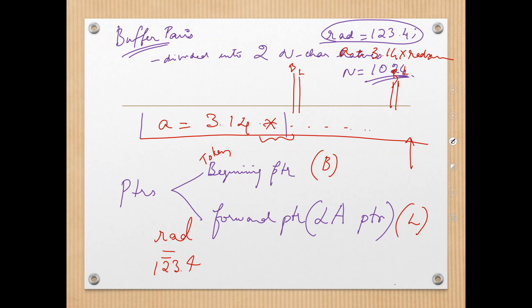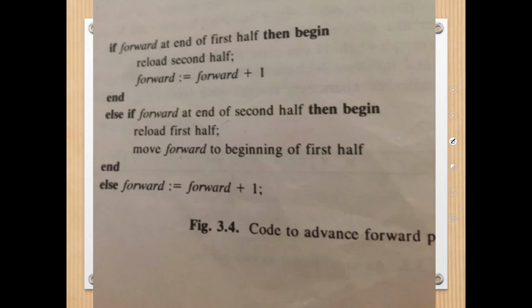You divide your whole block into two equal halves. You have two pointers, a beginning pointer and a look ahead pointer. Initially, both are at the same place. Your look ahead pointer moves on until you encounter the beginning of the next token. Once you encounter it, everything between the beginning and the look ahead pointer is treated as a token, which means you were able to recognize all the tokens in that line. Now let us look into the algorithm. If forward, you have two halves.